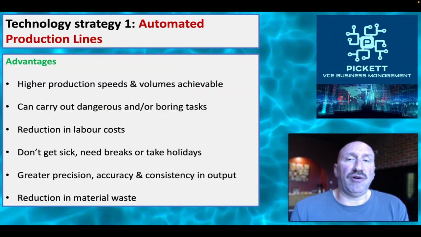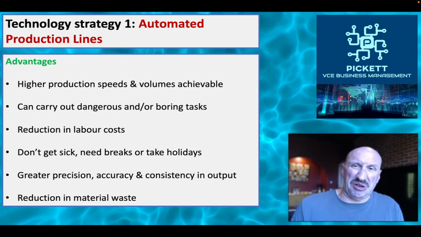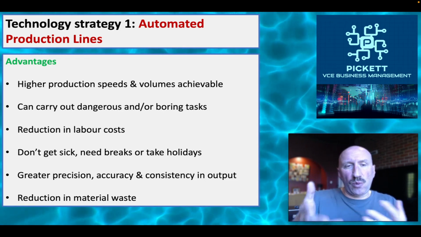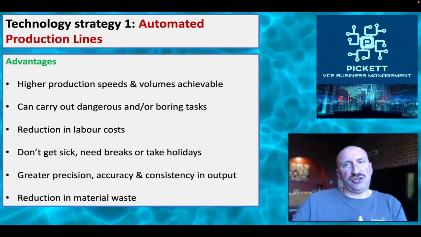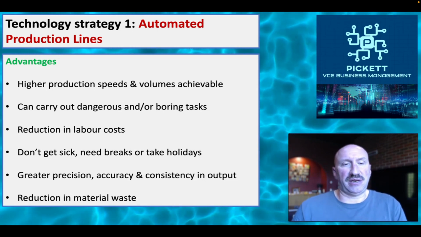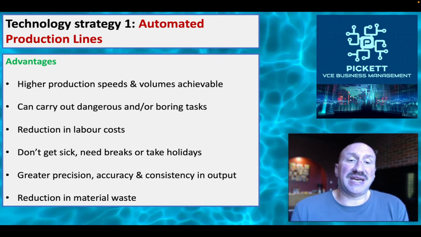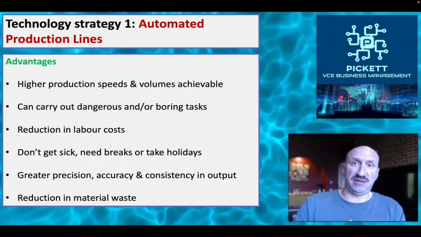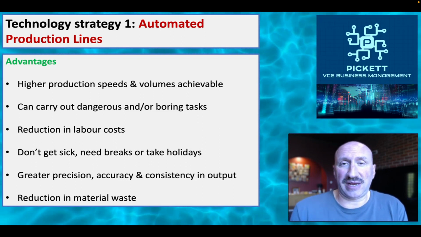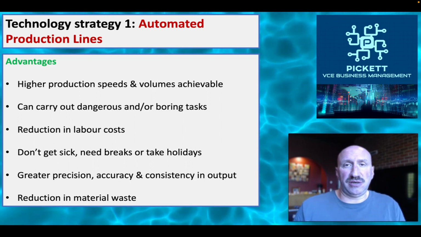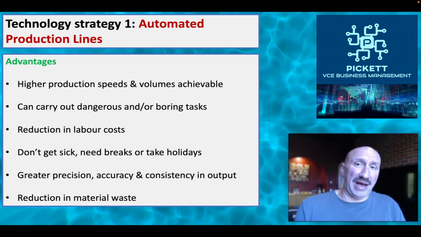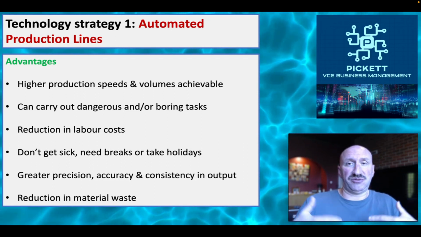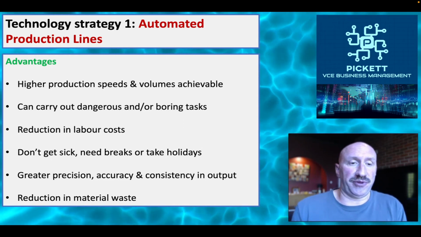Okay, some advantages of automated production lines. I think this is all kind of largely pretty obvious. Higher production speeds and volumes achievable. And again, this is in relation to if you were using people instead of this technology. It can carry out dangerous and or boring tasks. So there's a lot of jobs which people used to do in factories which would be very repetitive, very boring. So a lot of those have now been removed and are carried out by technology. And the dangerous jobs, you don't want people being injured. And again, you go back many years, in factories there were a lot more injuries, even deaths, than there would be now, just purely because we've removed people as much as possible from the operation.